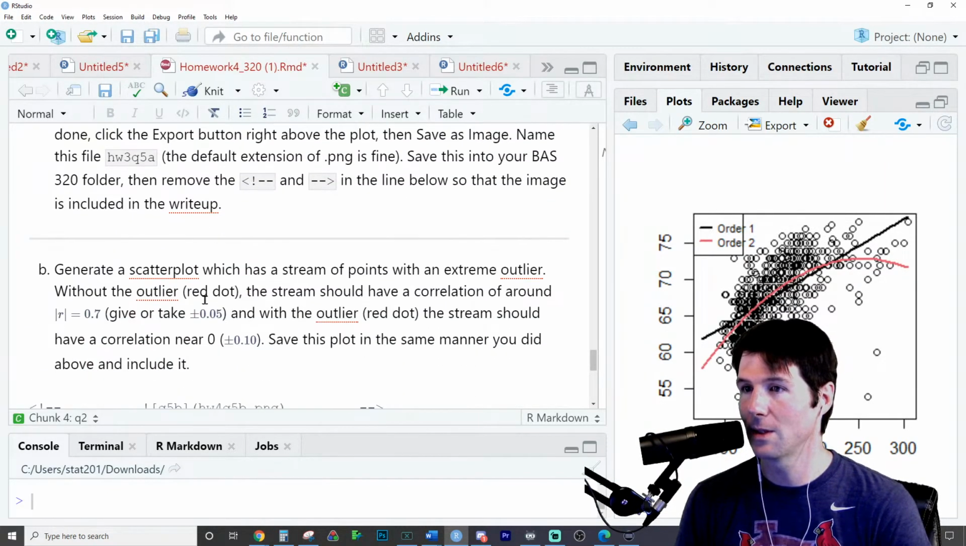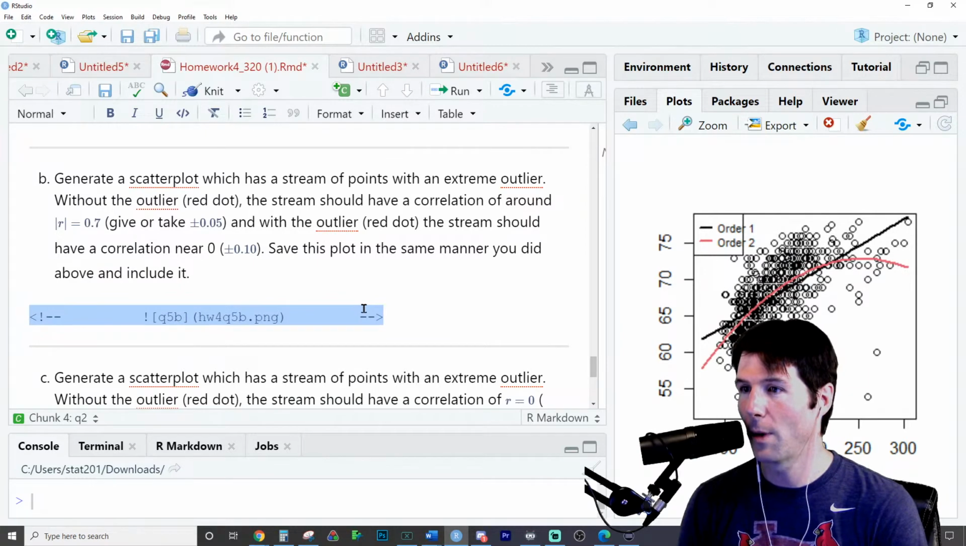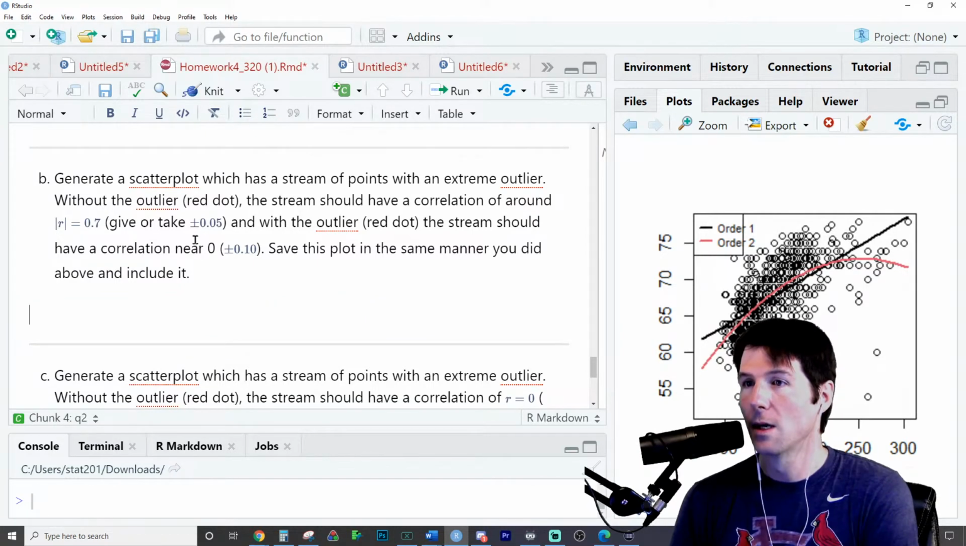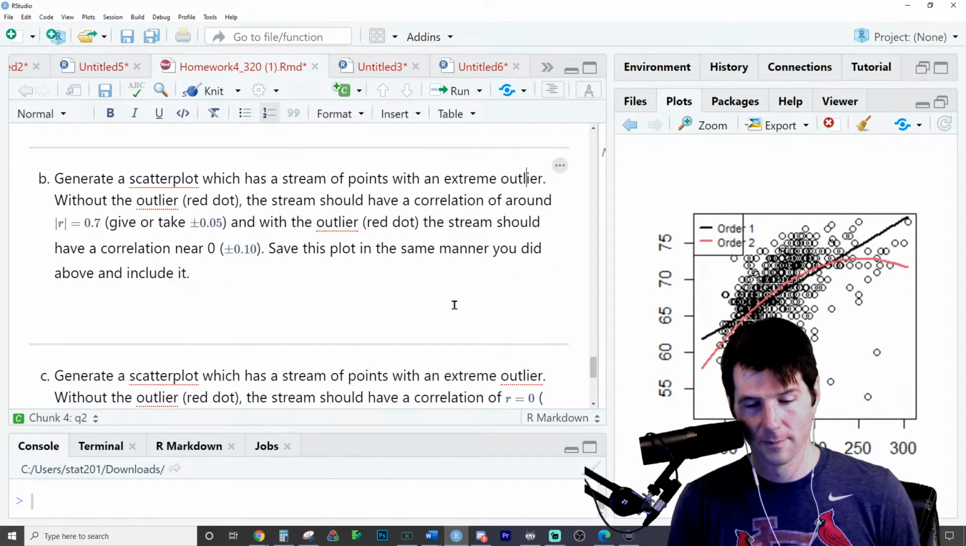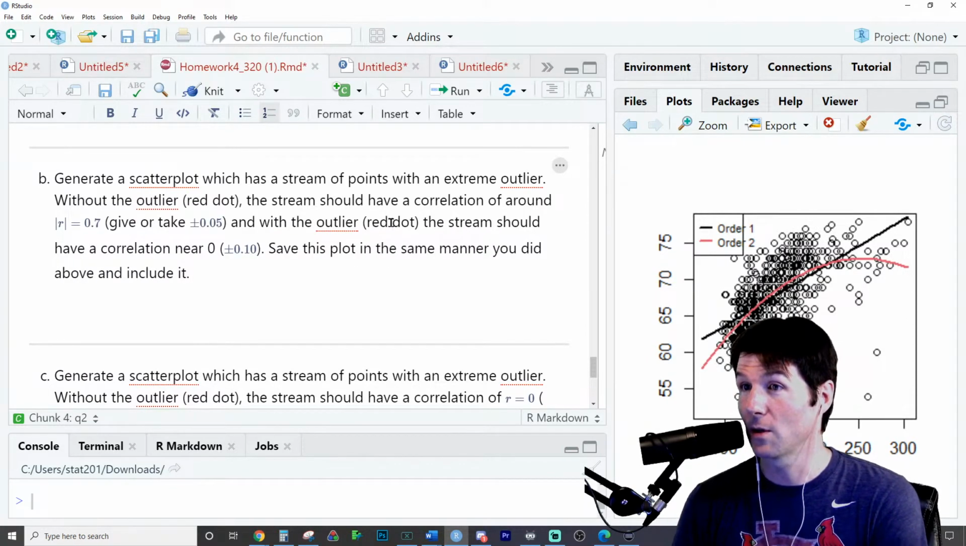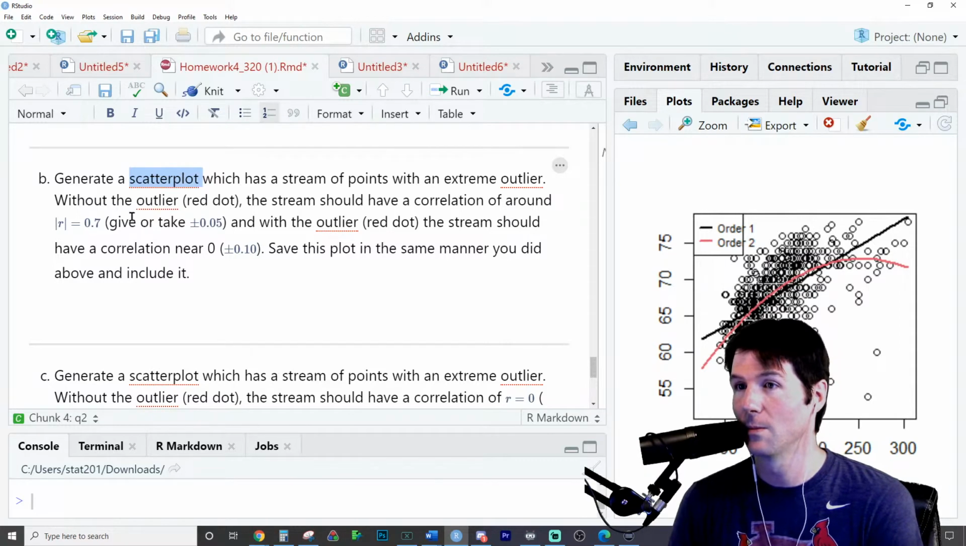And you see it won't pull the image because I don't have it. So I'm just going to say bye-bye to that image. Go away. Generate a scatter plot with a stream of points with an extreme outlier, which is not a word. There we go. I swear outlier is a word. Apparently it doesn't know it, nor does it know scatter plot. Weird what it knows and weird what it doesn't know.